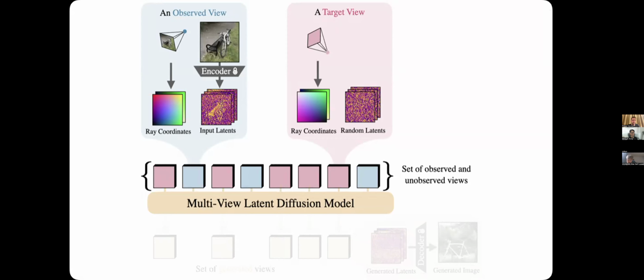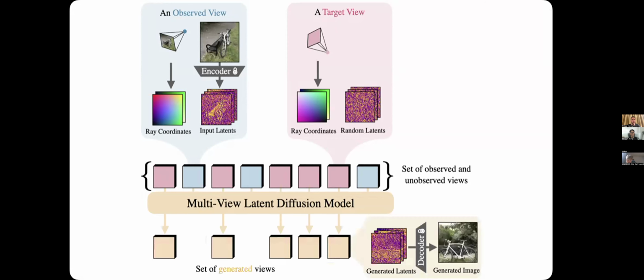So the input to the model can be any mixture of these two different types of inputs. And they're treated exactly the same by the model. So it's just a large set of views that may be known or unknown to the model. And so the model takes all of this information in and then simply produces a set of generated novel views for the specified target views. And we train this on a large set of posed multi-view images, so it's supervised to produce multiple consistent frames at once. And because this model has attention between all of the different frames, we can actually get really consistent samples.